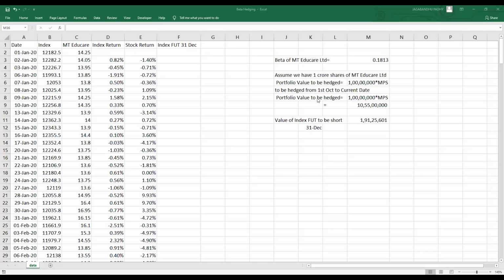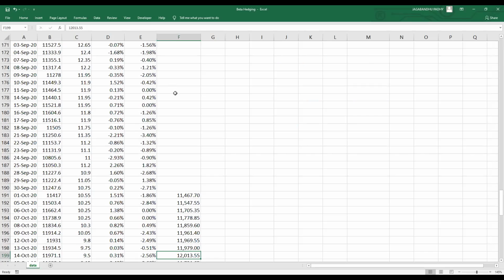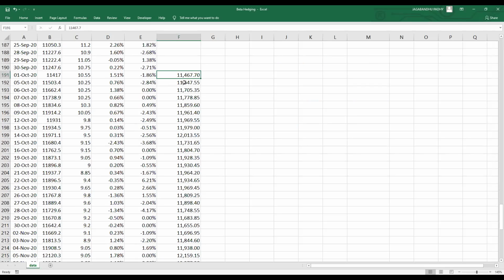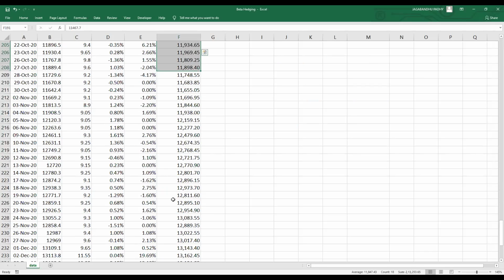So we stopped in the last class over here, where we calculated the value of index futures to be short, and specifically the Nifty future expiring on 31st December. So instead of index, I'll call this Nifty future 31st December ka. I just got these values, the index futures' historical values from 1st October 2020 onwards. Just verify, are these the same numbers that you have got?